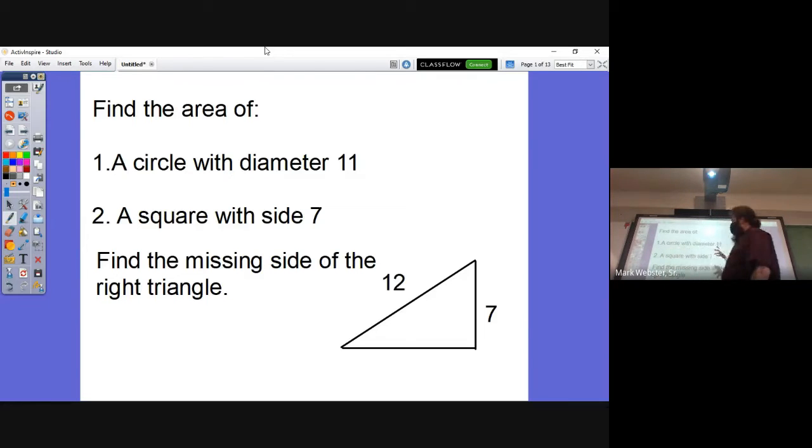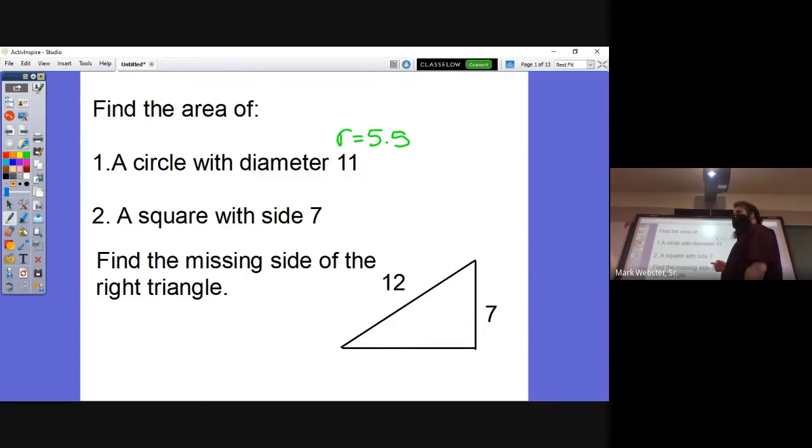We've got 2 area problems we're going to do for a bell ringer, and then a little Pythagorean theorem problem just to get us warmed up. So we want to find the area of a circle with a diameter that's 11. Well, we don't want the diameter, right? We want the radius. So we've got to cut it in half. 11 divided by 2 is 5.5. Very good. Well done. So now we've got the radius.